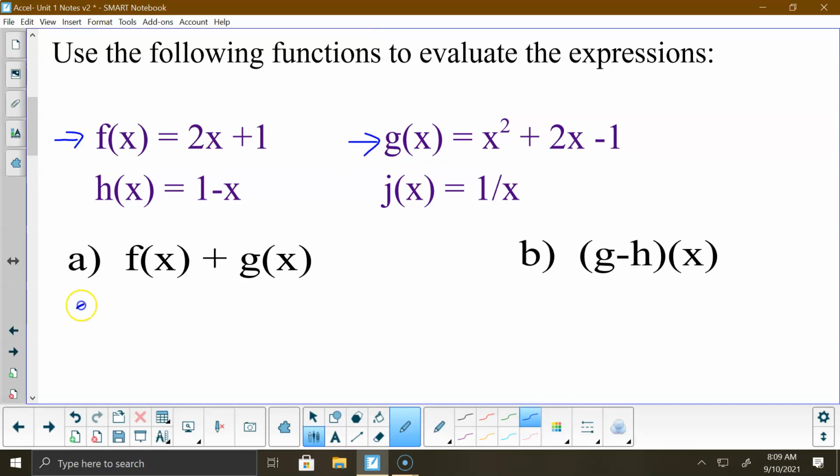So f of x is 2x plus 1, and I'm adding x squared plus 2x minus 1. Can you combine anything? All right, so we're just going to combine our like terms.